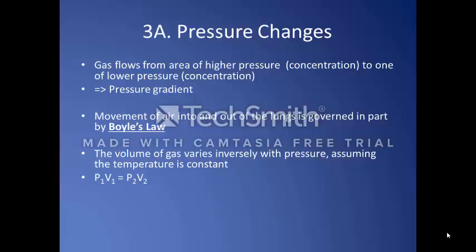The movement of air into and out of the lungs is governed in part by Boyle's law, and this refers to the volume of gas will vary inversely with pressure, assuming that the temperature is constant. This can be written as P1V1 is equal to P2V2.